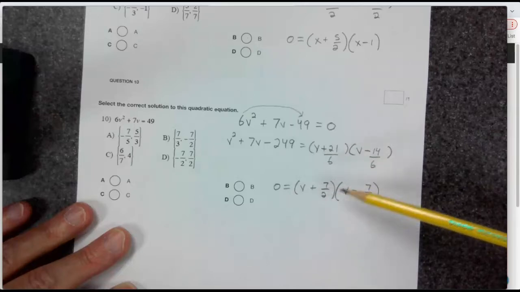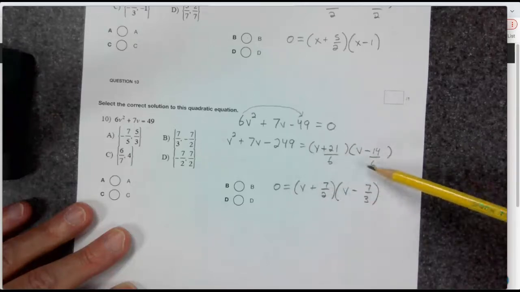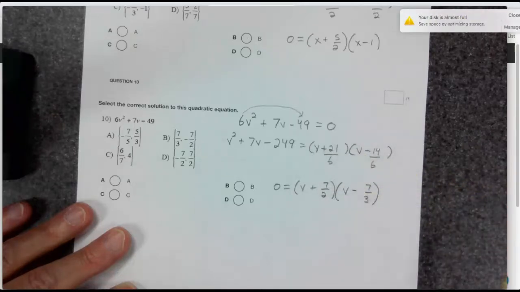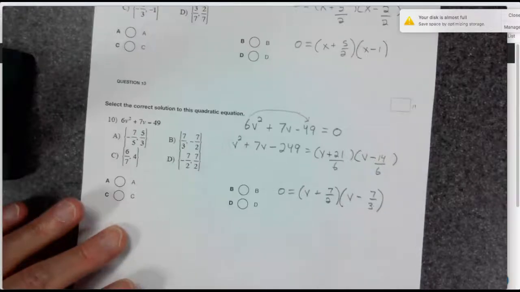All right, 7 over 2, 7 over 3. All right, I just simplified both of those. All right, and left it like that. That should give you the answer.